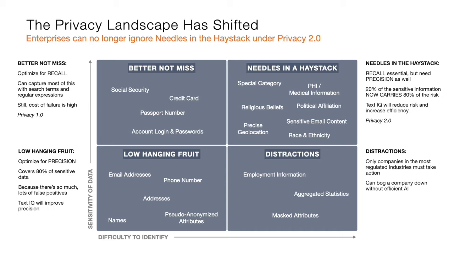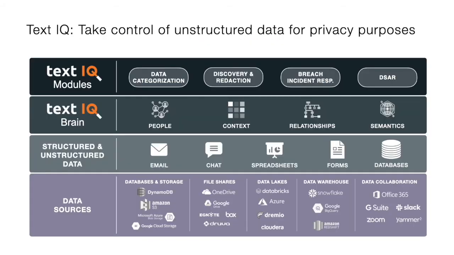The privacy landscape has shifted, and that means the technology tools that companies need have also shifted. Companies need true AI solutions like TextIQ's privacy platform to identify information that is extremely sensitive and extremely difficult to find, while also minimizing false positives and achieving a high degree of accuracy. And this is how TextIQ is addressing the new Privacy 2.0 challenges.